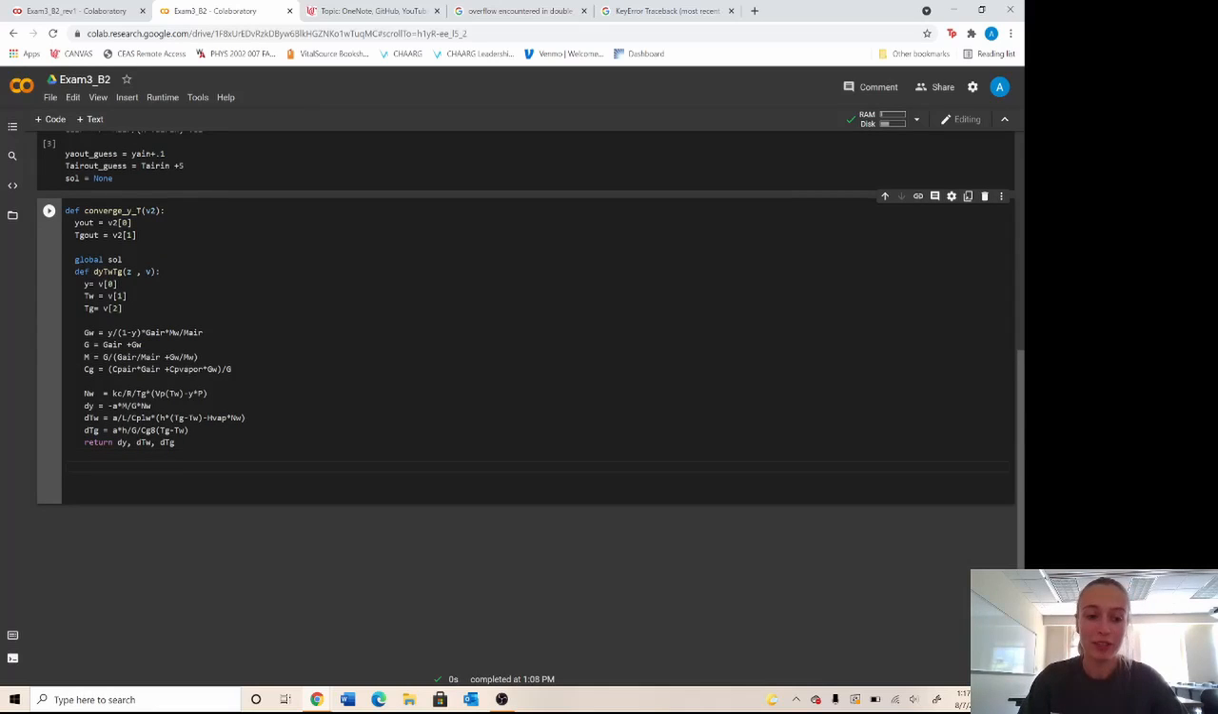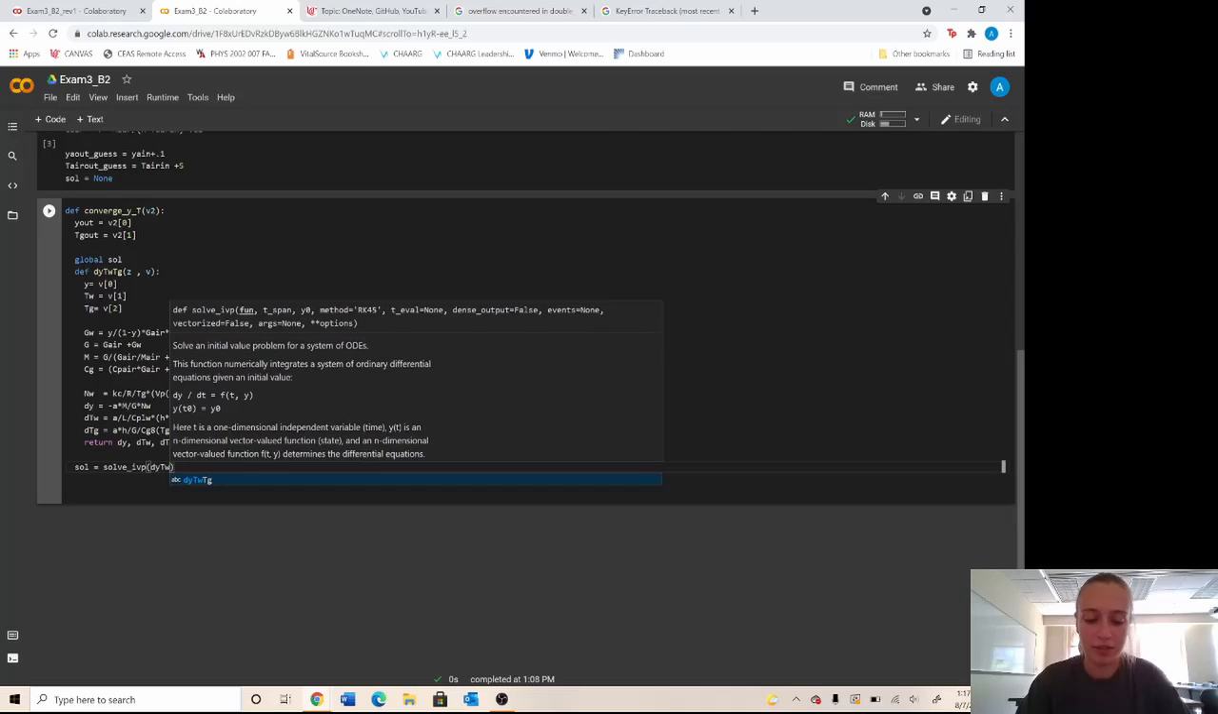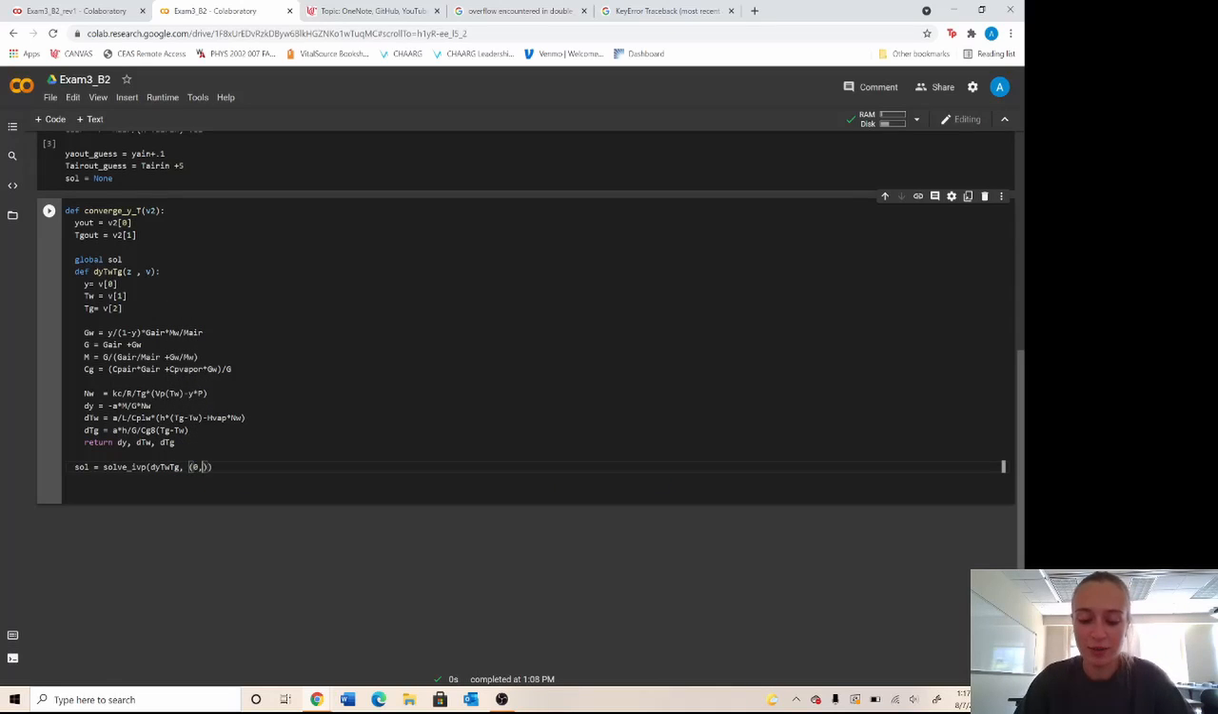And then I'm going to redefine sol within the converge function. I'm going to say sol is equal to solve_ivp. And the function that we're going to solve for is dytwtg. And then the time span is from 0 to the height of the column. So this will give us all the z values throughout the height of the column.